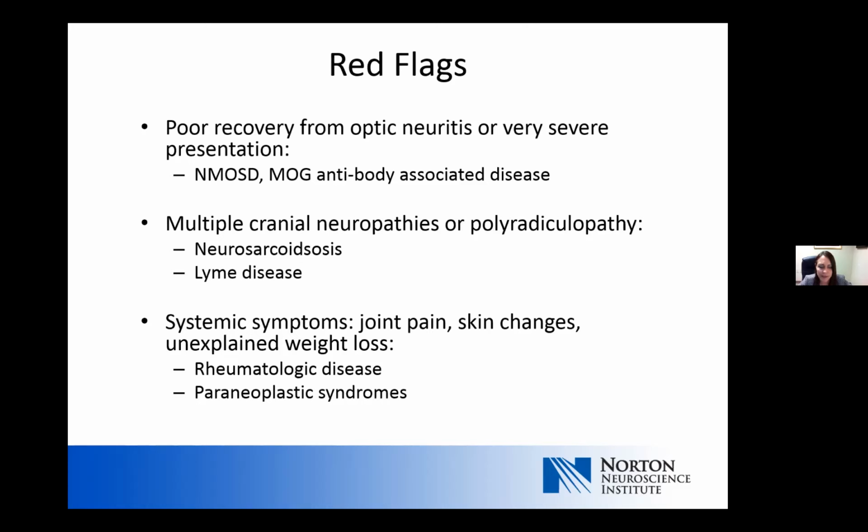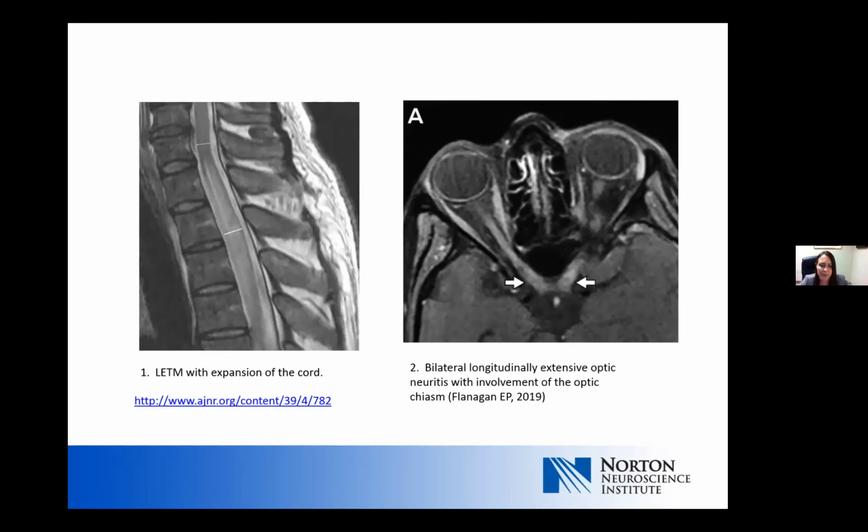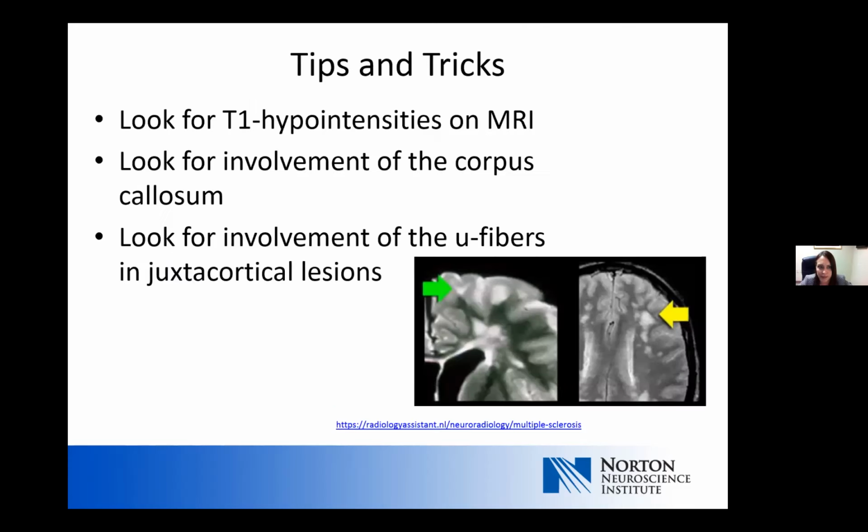And then patients with systemic symptoms like joint pain, skin changes and rashes, unexplained weight loss make me worried about systemic autoimmune diseases and things like cancer. These are some images of some of the mimics. The one on the left is a picture of a spinal cord with something called longitudinally extensive transverse myelitis, so inflammation that's extending more than 3 levels. And that's kind of a red flag for MS mimics. And then optic neuritis that affects a longer portion of the optic nerve and the optic chiasm is sort of a red flag as well.